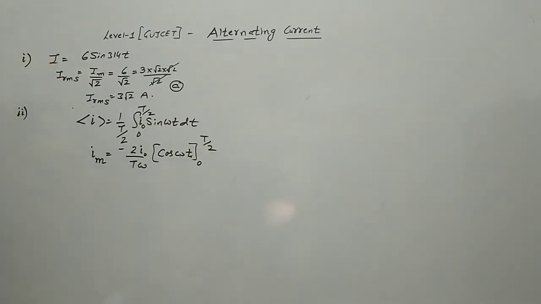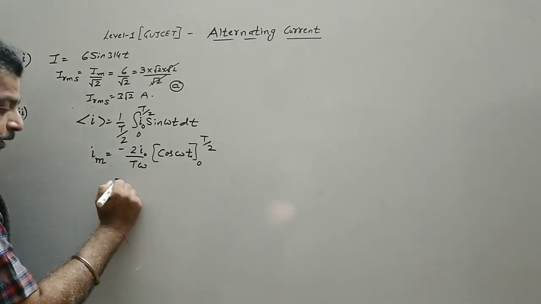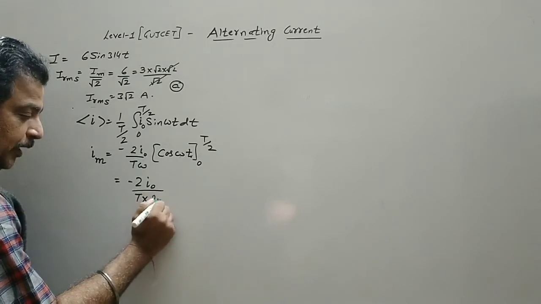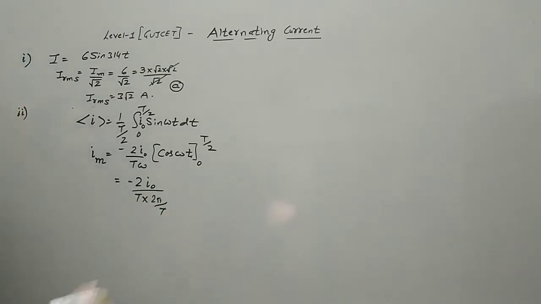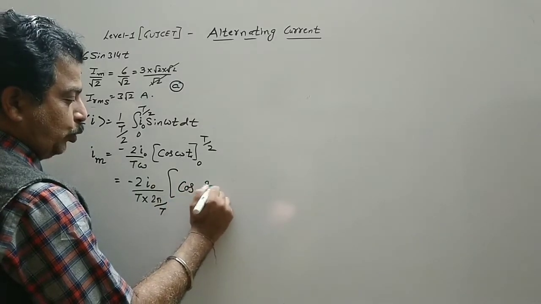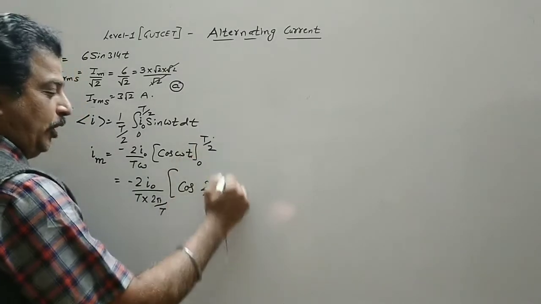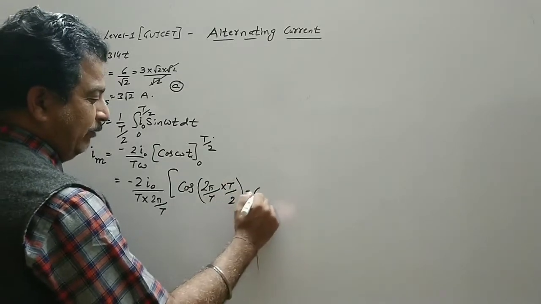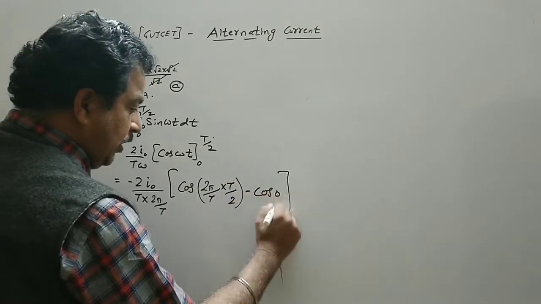So we are finding the mean for the half cycle of the AC current. So this is equal to minus 2 I naught upon T. Omega can be written as 2 pi by capital T. Then we substitute the value, final minus initial, with omega as 2 pi by capital T and in the place of small t, for the half cycle, T by 2. That is cos of the final value minus cos of the initial. Initial is 0.